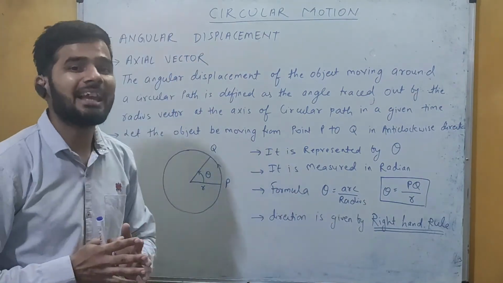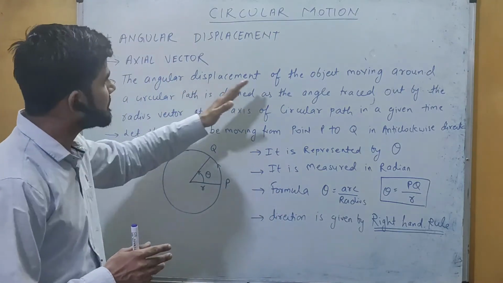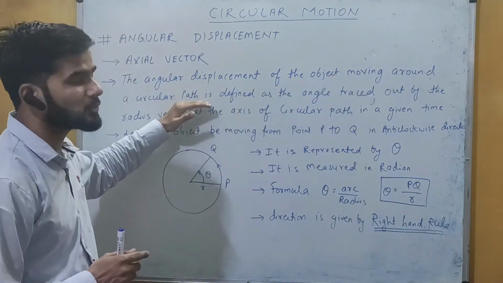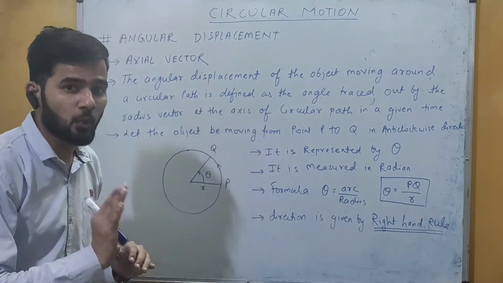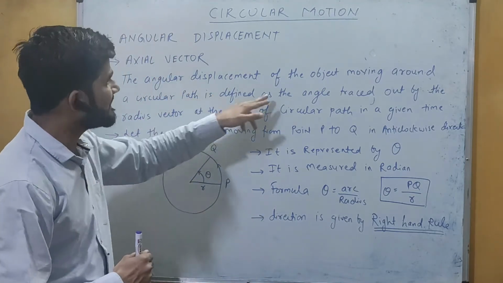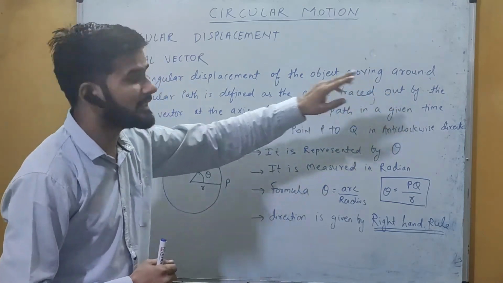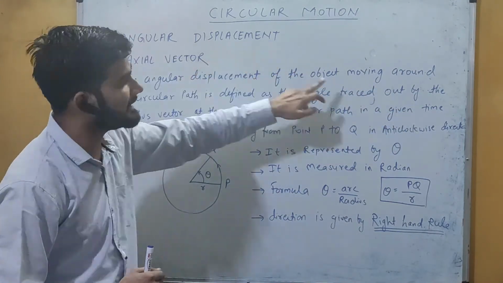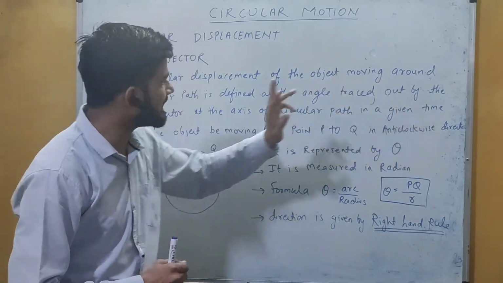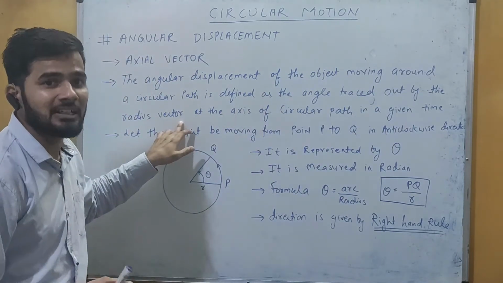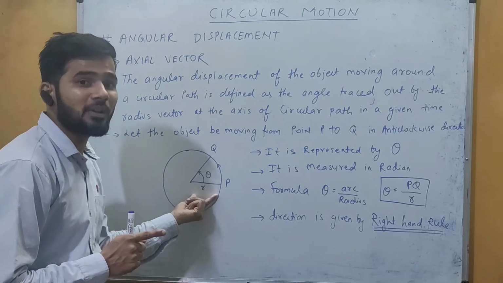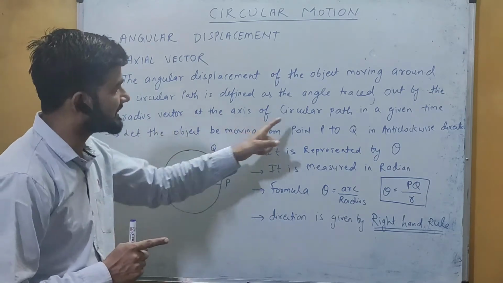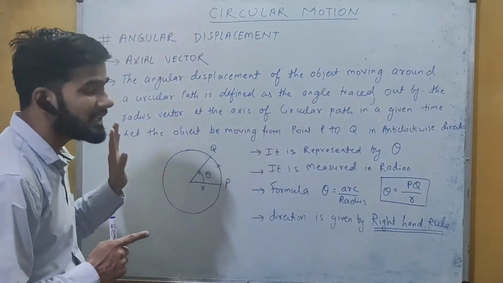Okay, now what this angular displacement is? The angular displacement of the object moving around a circular path. Angular displacement सिर्फ circular motion के केस में ही होगा, circular या फिर rotational. Is defined as the angle traced out. आपने देखा यहाँ पर ये axial vector है, तो obvious सी बात है angle की बात करेंगे. Angle traced out by the radius vector. Circle में जो भी radius है, उसको हमने क्या बोल दिया? Radius vector. वो radius vector कितना angle trace करता है in the circular path in a given time.